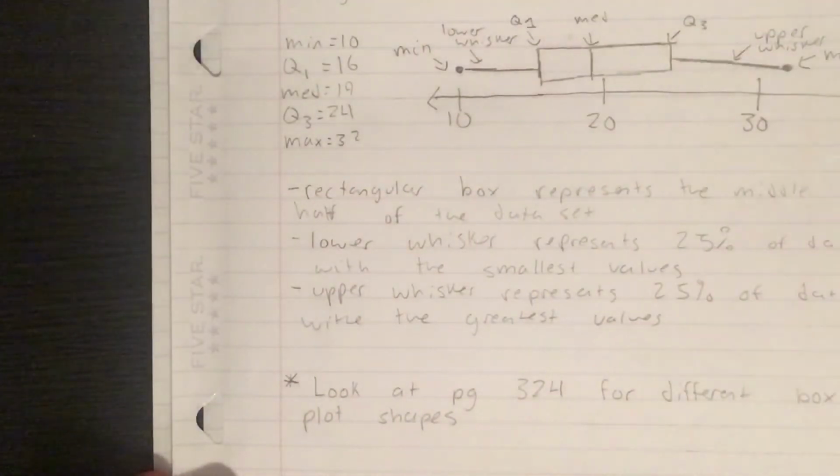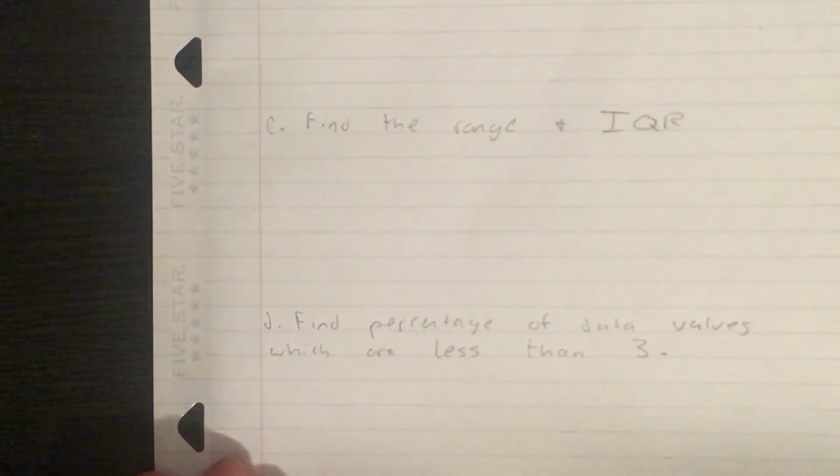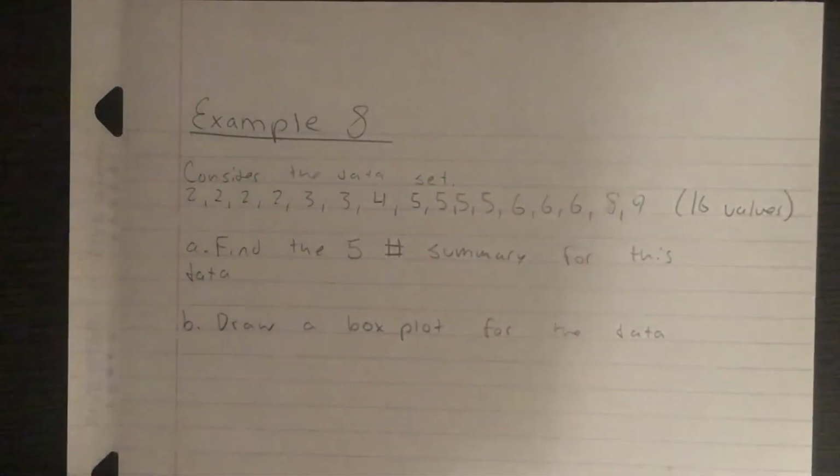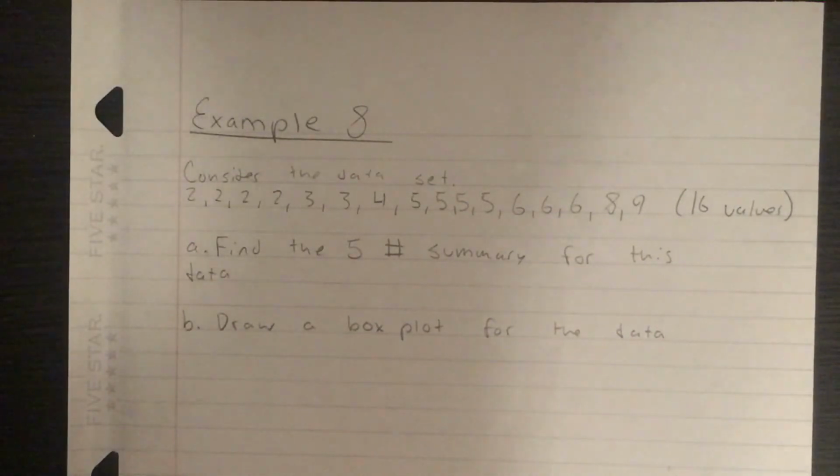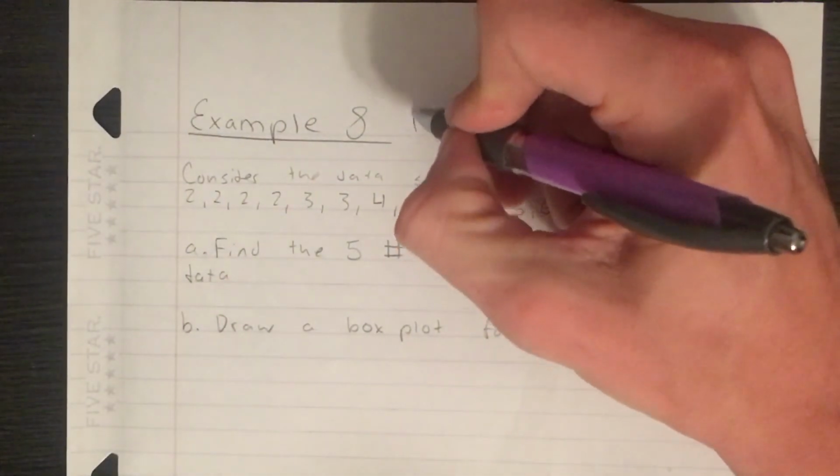But I do want to do an example where we draw a box plot real quick. So let's see here. We're going to be doing example 8. I didn't write a page number for it. It's page 324.